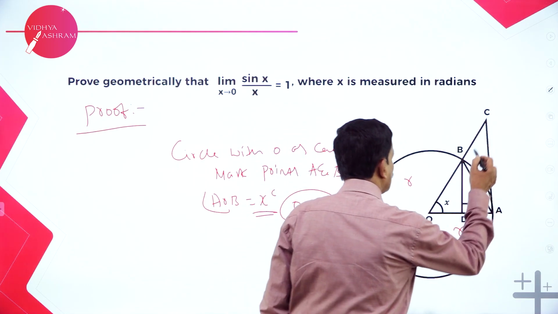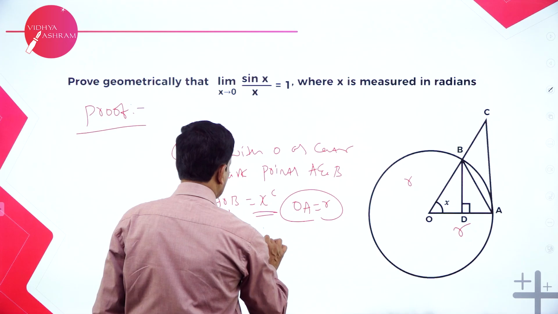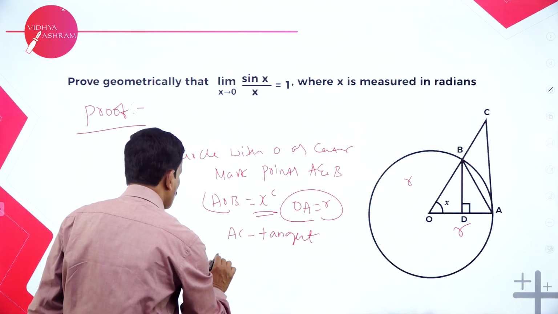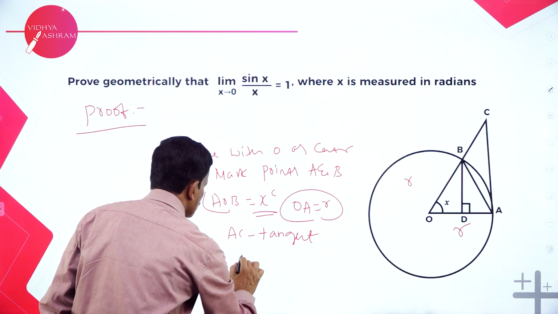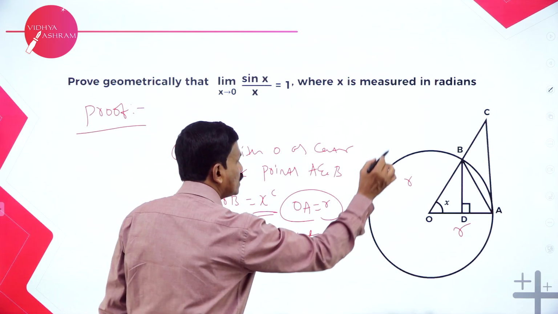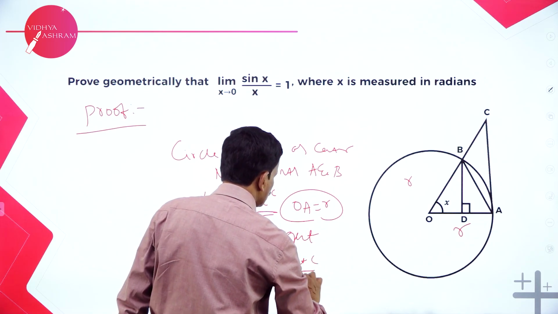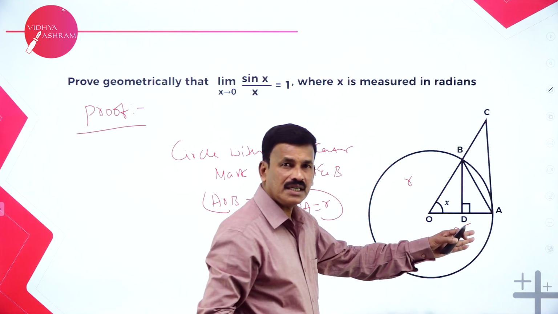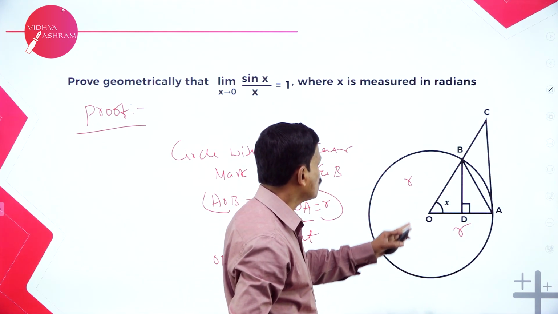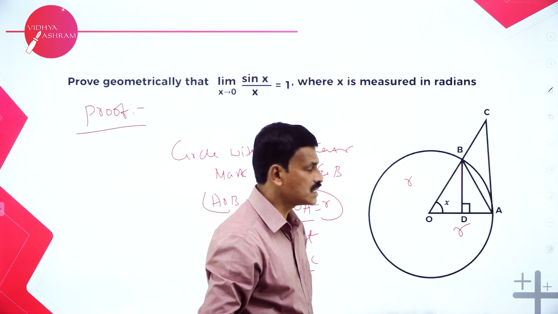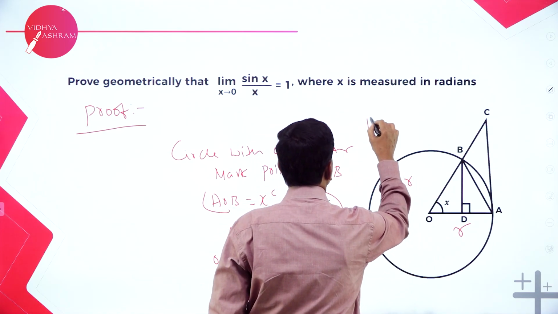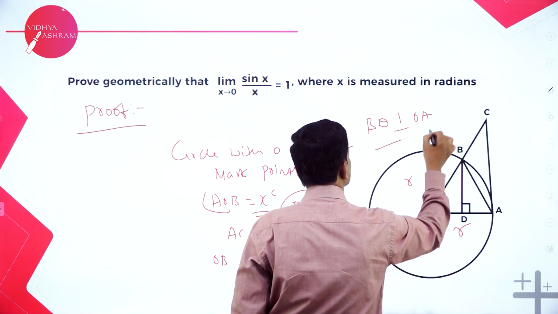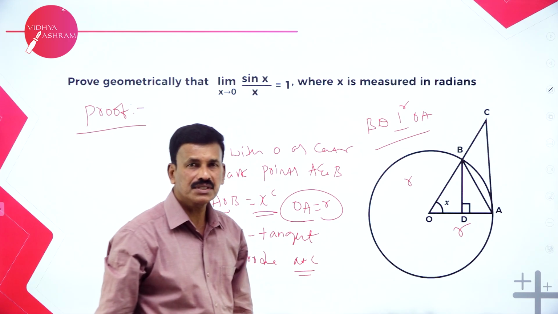AC is the tangent, drawn to the circle at A. Produce OB to cut the tangent at C. Now BD is drawn perpendicular to OA. This is the construction part.